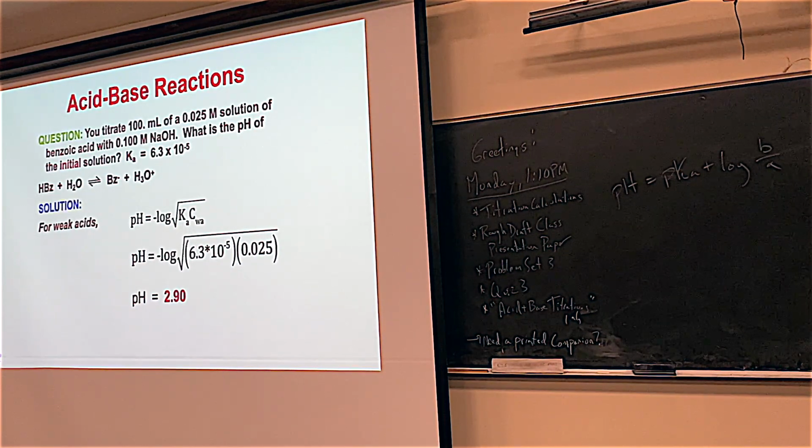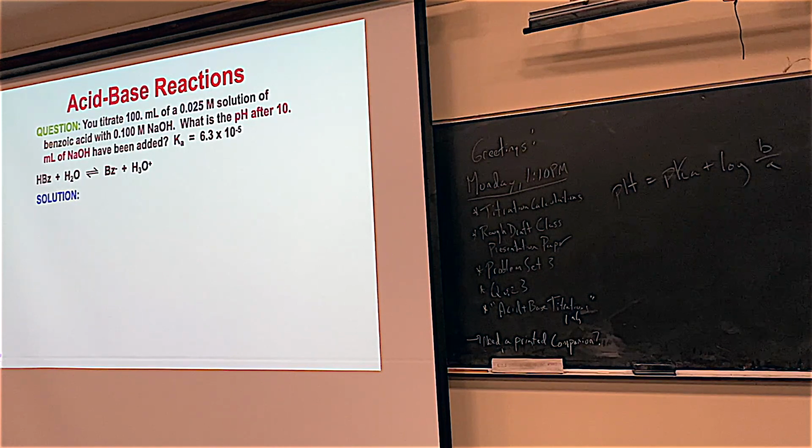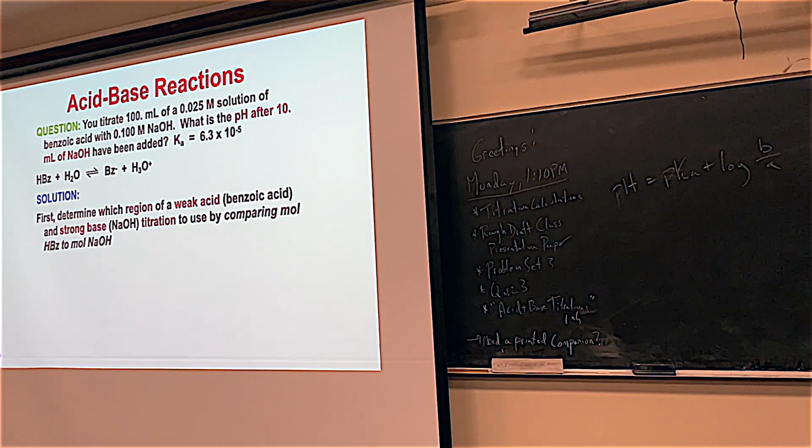Cool. Now, at the next part, we need to once again know where that equivalence point is. Chances are this problem will be pre-equivalence, but it is always nice to figure it out. Remember, equivalence is where the moles of the benzoic acid will equal the moles of the sodium hydroxide. So what I would do here is try and find out the moles and compare them.